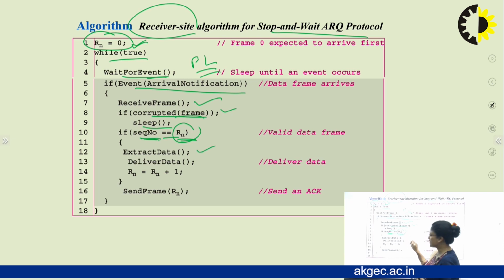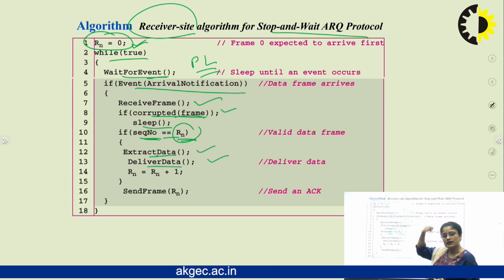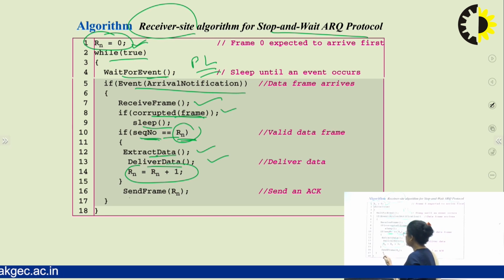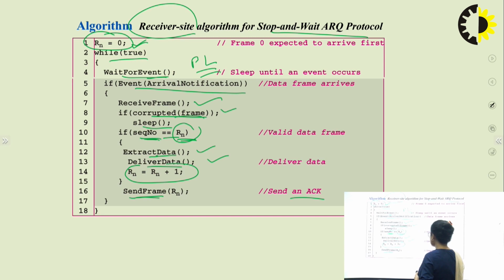In that case, the frame will be taken care of: the data will be extracted from the frame, and the data will be delivered to the next higher layer, which we call the network layer, and then Rn will be incremented. And after this, what happens? Since the frame has been taken care of, we send an acknowledgement frame to the sender after incrementing Rn. So if initially Rn is 0, the Rn which will be sent will be 1.